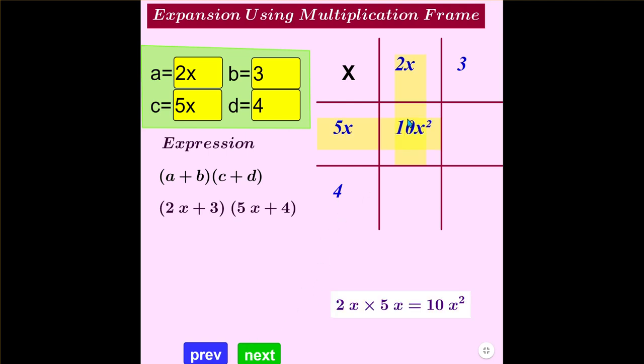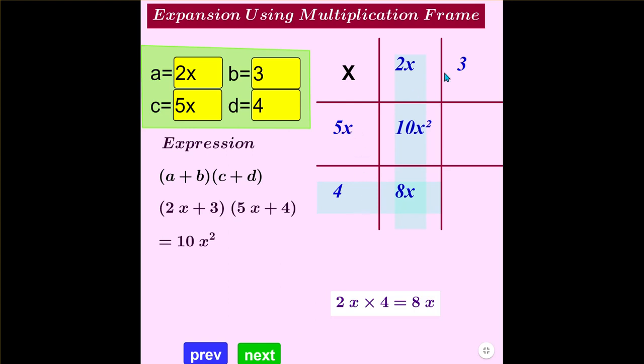Moving on, it's going to be 2x times 4, or 4 times 2x. Number by number is 8, and the x is just doing fine as it is.